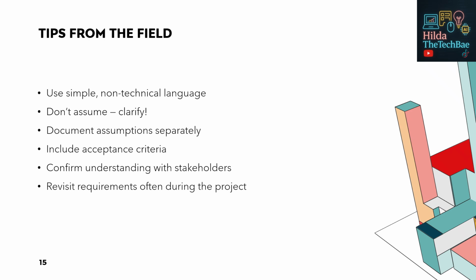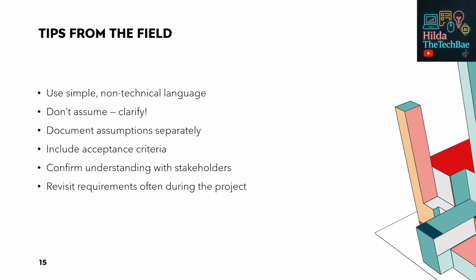Third, always include acceptance criteria. These are the measurable conditions that determine whether a requirement has been successfully met or not. It is not enough to just say what the system should do. Show how we'll know it is working correctly. When writing requirements, it also helps to confirm your understanding early and often with stakeholders. Ask them to walk through the requirement with you. Paraphrase their input to ensure you captured the right meaning.